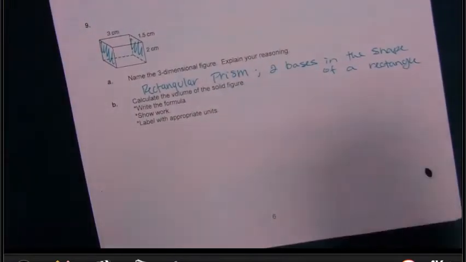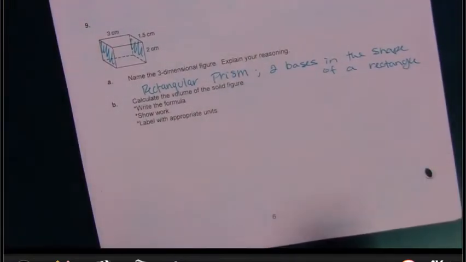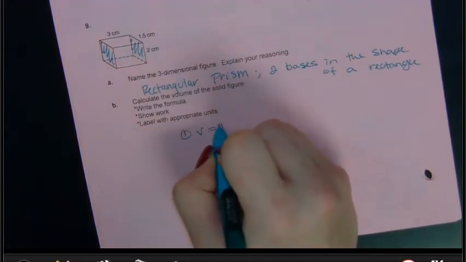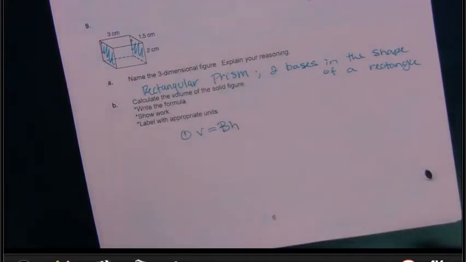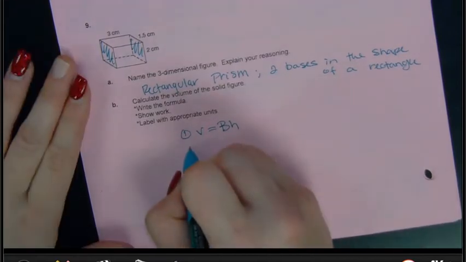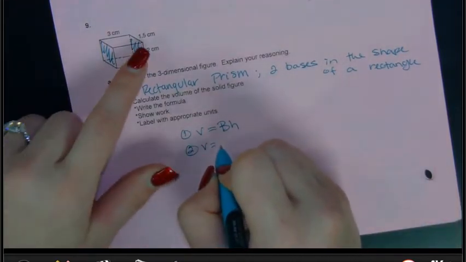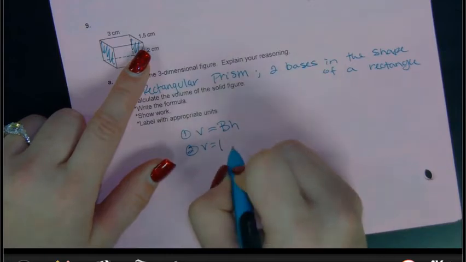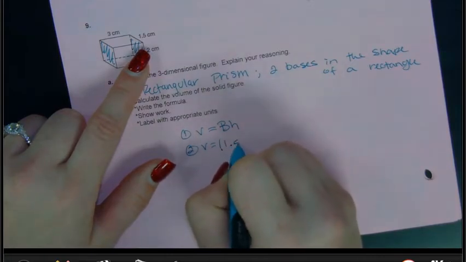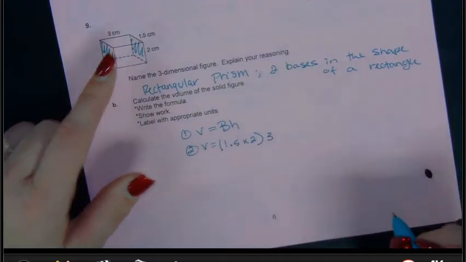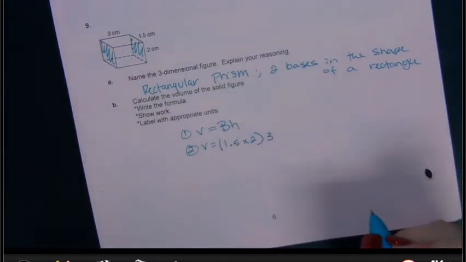Okay. All right, and then letter B is asking me to calculate the volume. So first step is to write my formula. Capital V is equal to B times H. Step 2 is to plug in. So capital B is the area of the base. Well, let's look at the base. That is in the shape of a rectangle. So it's 1.5 times 2 times the height of my prism, which is 3.